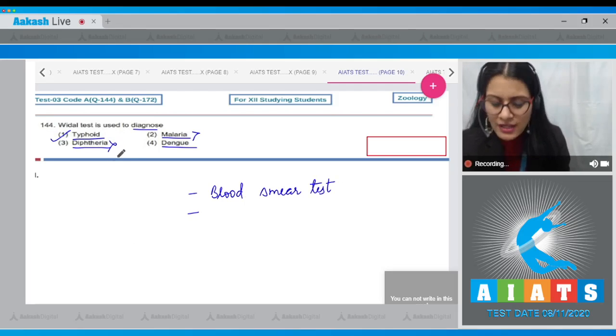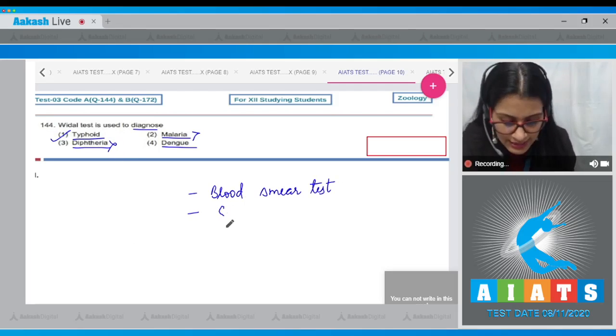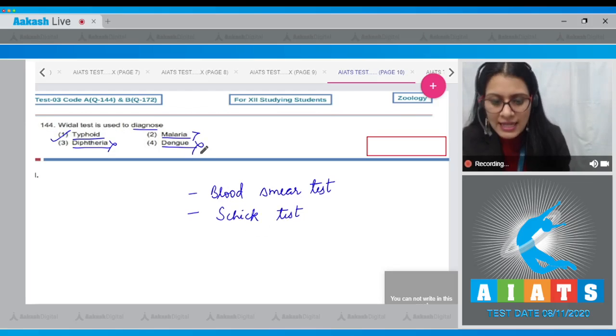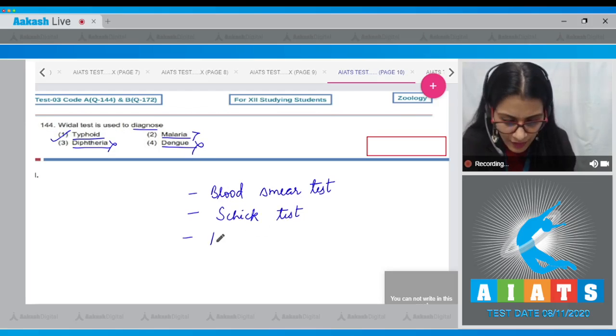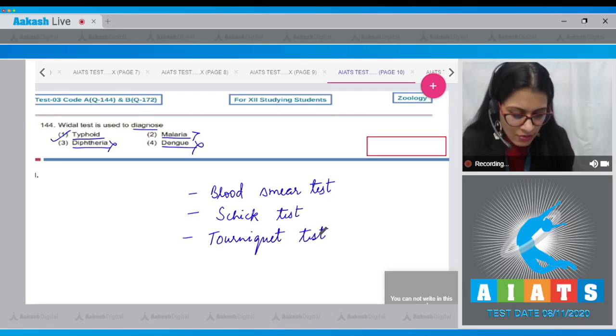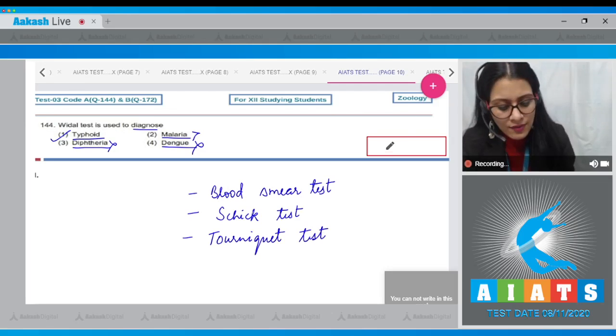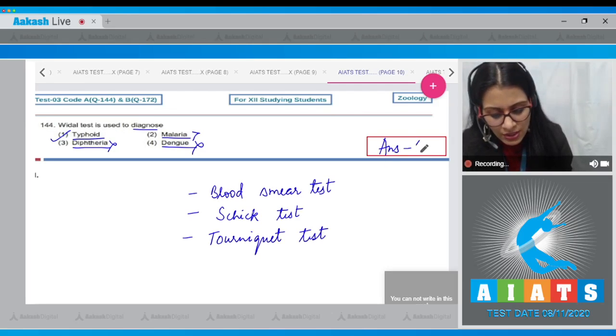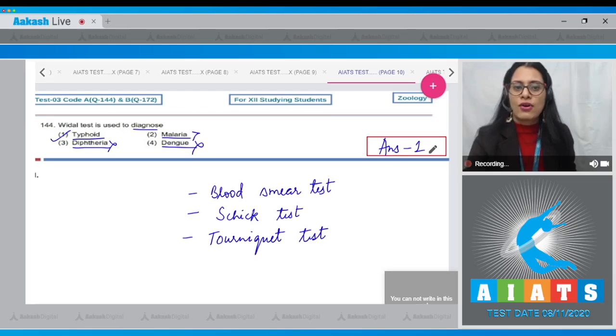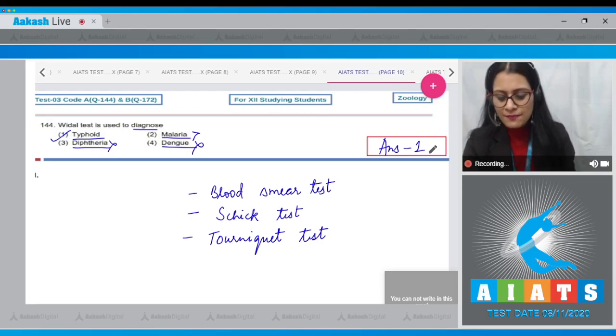Option number 3, diphtheria, is incorrect because Schick test is used to diagnose diphtheria. And the last option is dengue, and this is also incorrect because tourniquet test is used to diagnose dengue. So the correct answer to this question is option number 1, typhoid. Let's proceed to the next question.